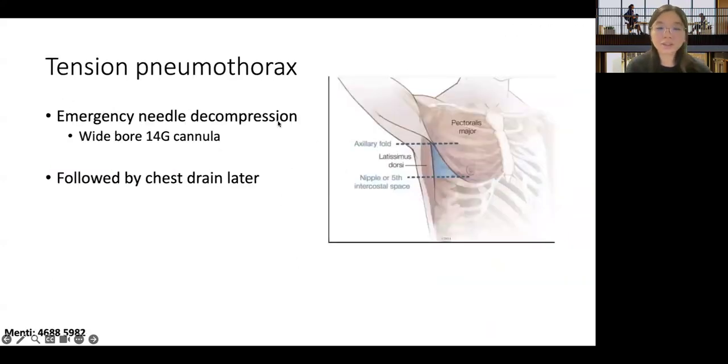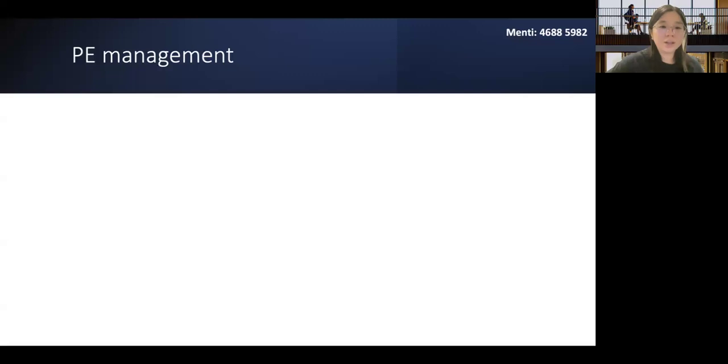And for tension pneumothorax, as I mentioned, don't image, just go straight for the needle decompression. That would be with a wide bore, for example, a 14G cannula. So the smaller the number, the wider the bore of the cannula. And after you do this, you follow up with a chest drain, which would more definitively get all the air out.